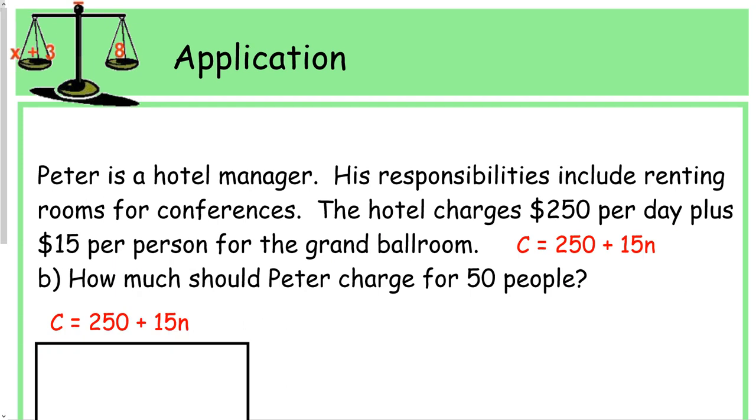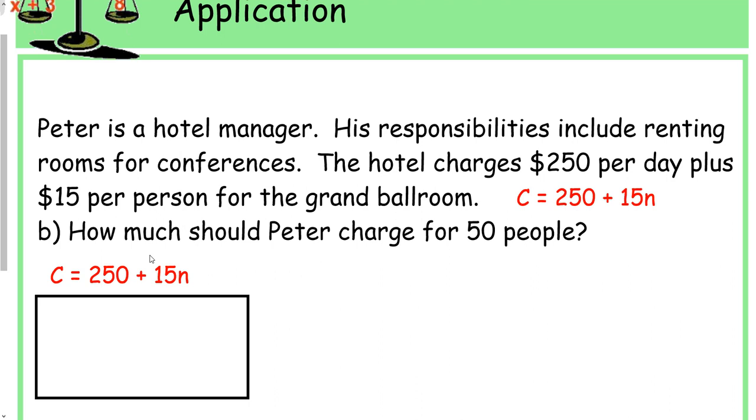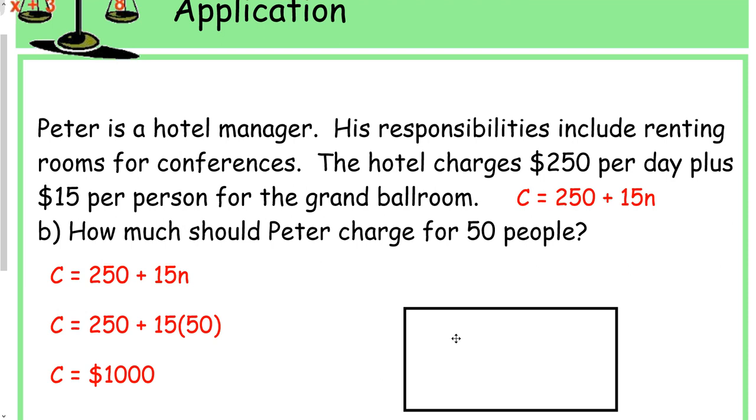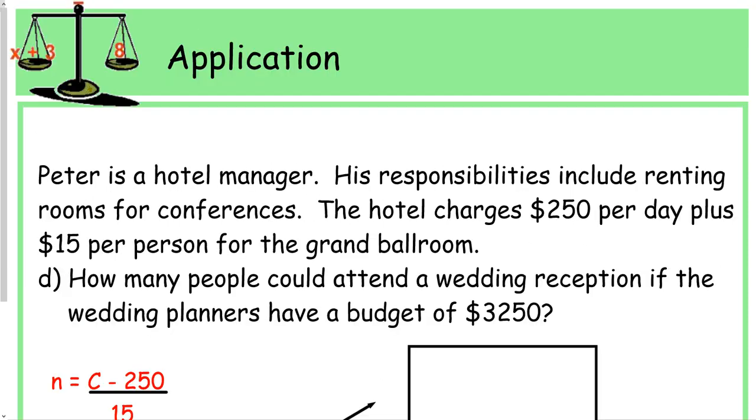Question B, how much should Peter charge for 50 people? Okay, so let's say 50 people are coming. What should the cost be? So it's going to be $250 plus 15 times the number of people, which is 50 in this case. And so that would be $1,000. Okay, how many people would attend a wedding reception if the wedding planners have a budget of $3,250?